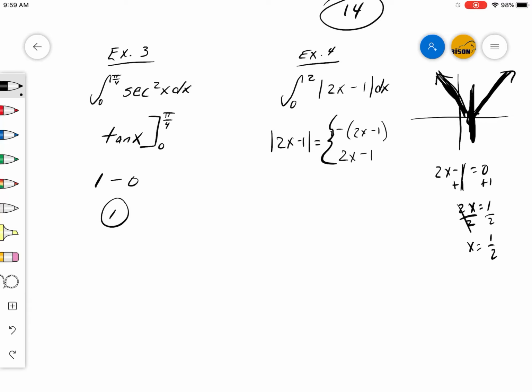Okay, so basically the top graph exists before 1/2. Okay, so when x is less than 1/2. The bottom graph exists when x is bigger than 1/2. Okay, so we can call one of them equal to. It doesn't really matter. Okay, so here's what we've got to set up.